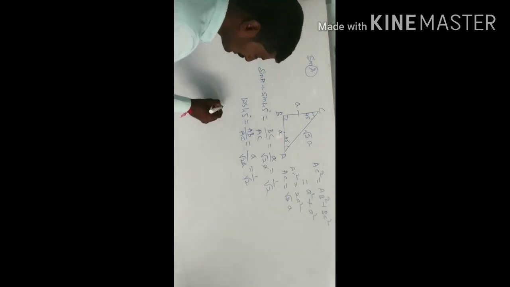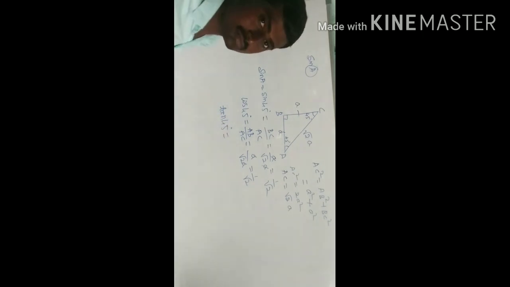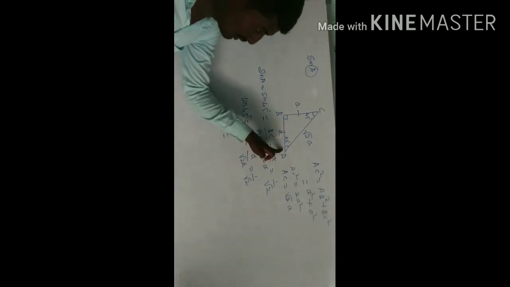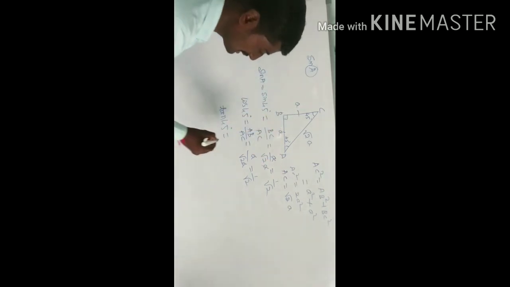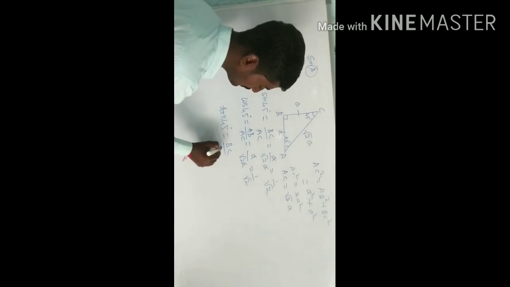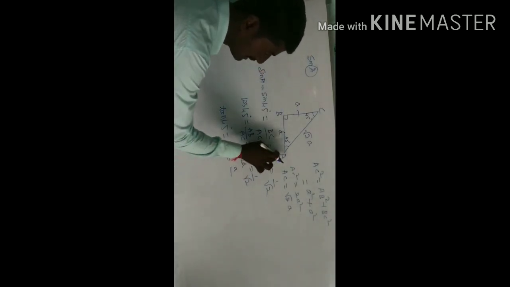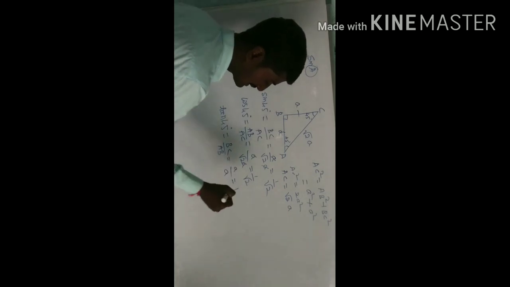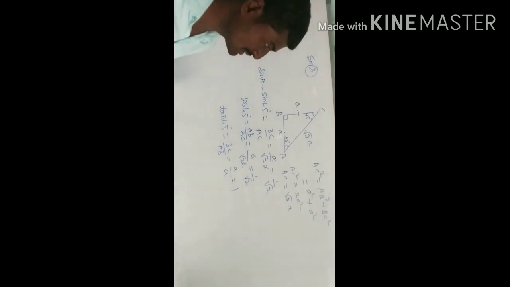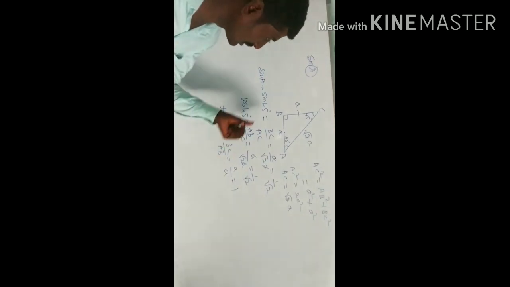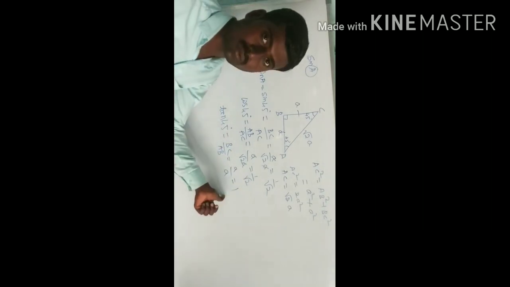If I want to find tan 45 degree, that means tan A. According to the diagram, it is opposite by adjacent, that is BC divided by AB. BC value is A, AB value is also A. A will get cancelled, and I am getting tan 45 degree value as 1. So these are the standard values you have to remember: sin 45 is 1 by root 2, cos 45 is 1 by root 2, tan 45 is 1.